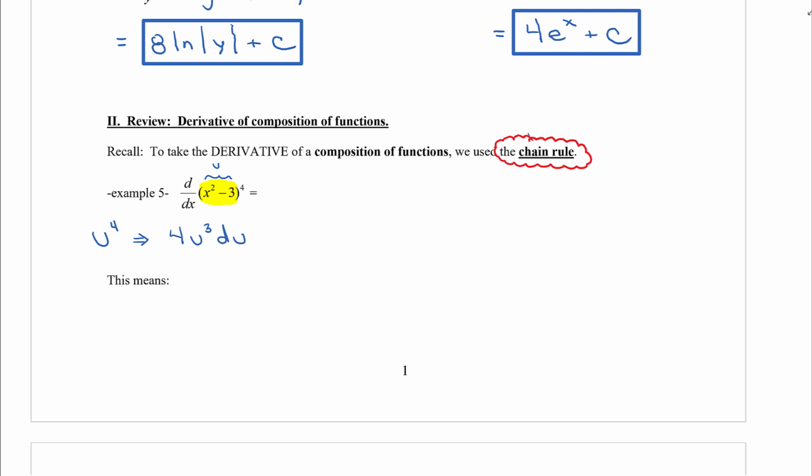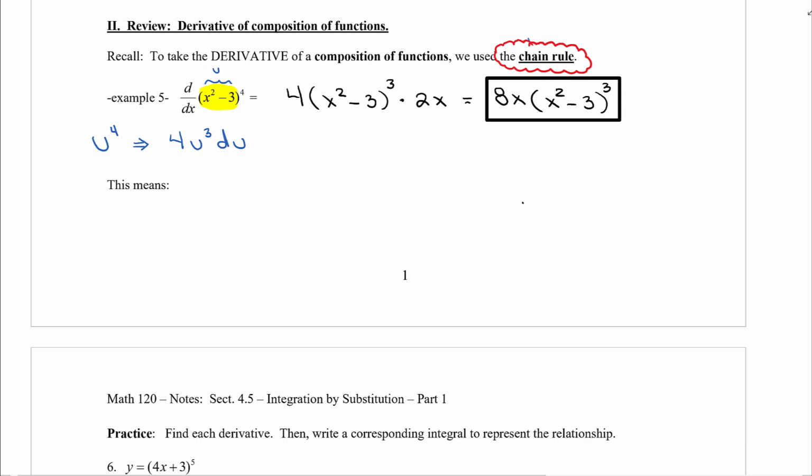So now that derivative is going to be equal to 4 times (x squared minus 3), all raised to the 3rd power, times 2x, because the derivative of the inner function is 2x. And now we have this equal to 8x times (x squared minus 3), all raised to the 3rd power, and I'm going to just box that in as our answer.